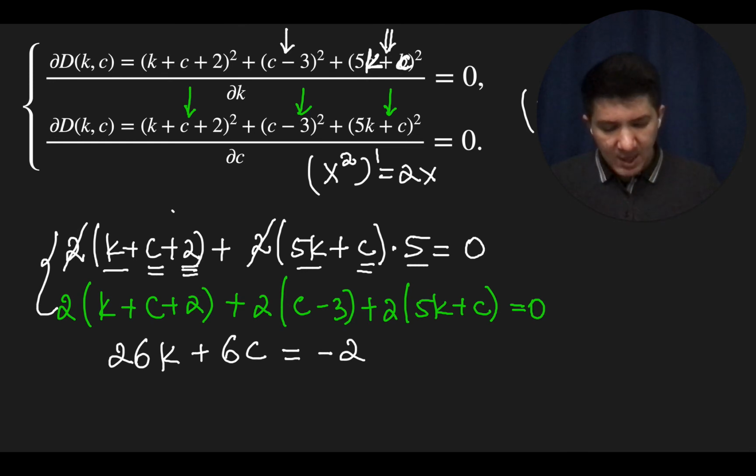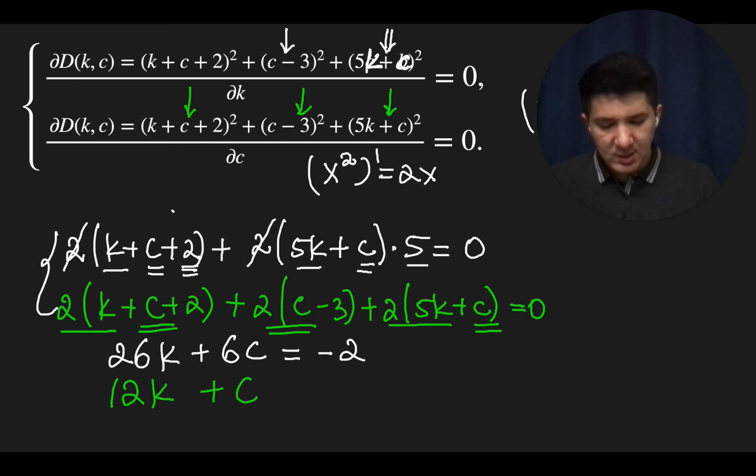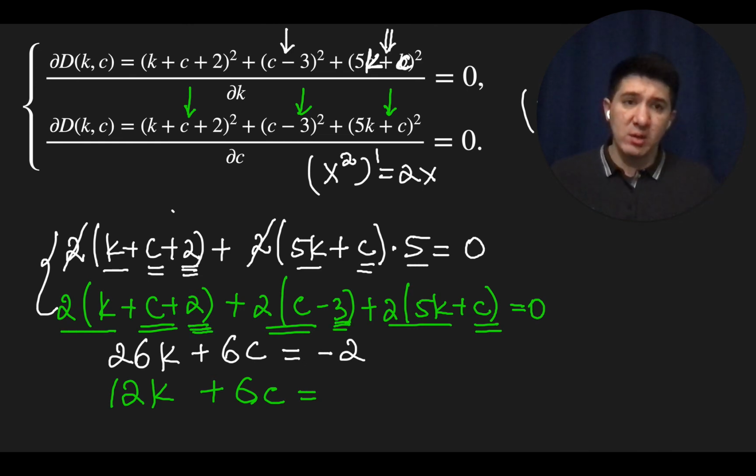Okay. At the same time, let's simplify the second equation. So here we have 2k and 10k. It's going to be equal to 12k. Okay. So we have 2c, 2c, 2c, right? So it's going to be equal to plus 6c. And this should be equal to 4 minus 6, which is equal to minus 2. If it goes to the right-hand side, it's going to be equal to 2.